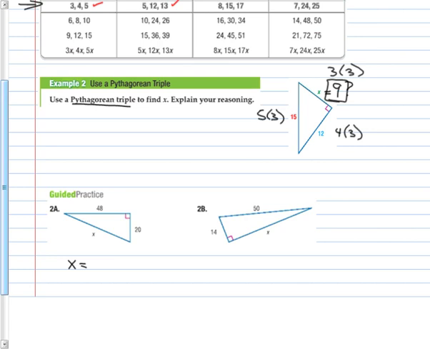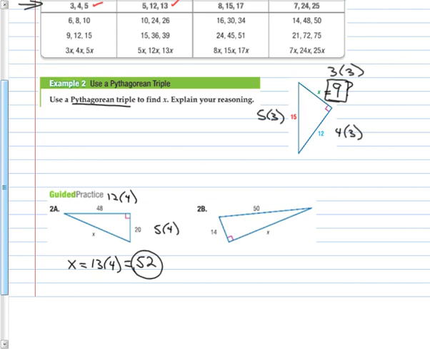You can tell me which family. It's the 5, 12, 13 family multiplied by what? 4. Correct. This is 5 times 4. This is 12 times 4. So 5, 12, 13, this must be 13 times 4, which is how much? 52. There's our answer. X must be 52.